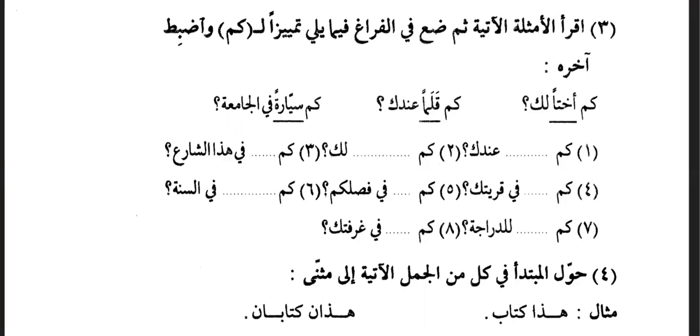For example, here we have the word ukhtan. So we say, kam ukhtan laka or laki. Kam qalaman indaka or indaki. Kam sayyaratan fil jami'ati. So we have to put a word in the blank spaces. The way to get the word is to look at the context.